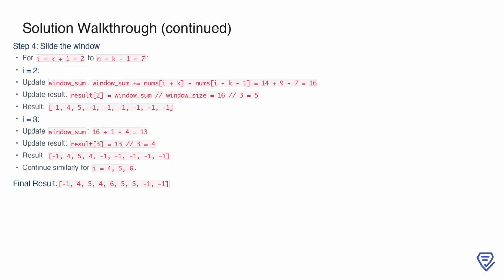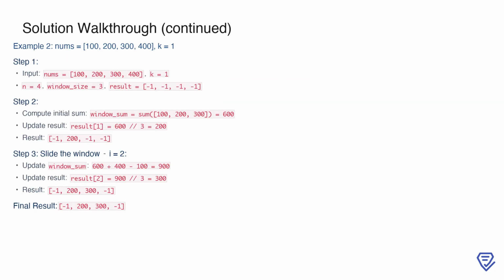For i equals 3, we slide the window again, resulting in a new sum of 16 plus 1 minus 4 equals 13. The average is 13//3 equals 4. And the result at index 3 is updated. The array now looks like -1, 4, 5, 4, -1, -1, -1, -1, -1. Repeating this process for indices 4, 5, and 6, we continue updating the window sum and calculating averages. The final result array becomes -1, 4, 5, 4, 6, 5, 5, -1, -1.